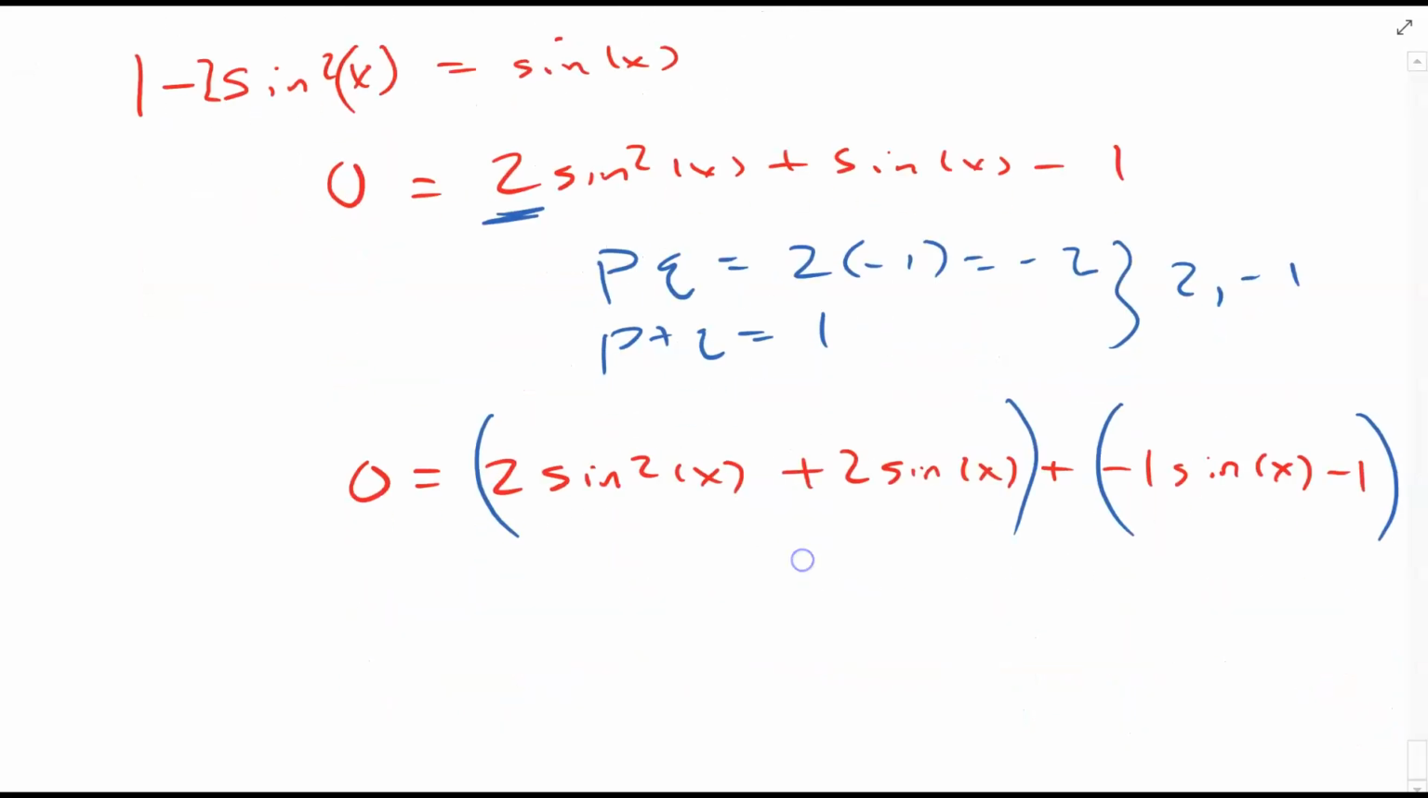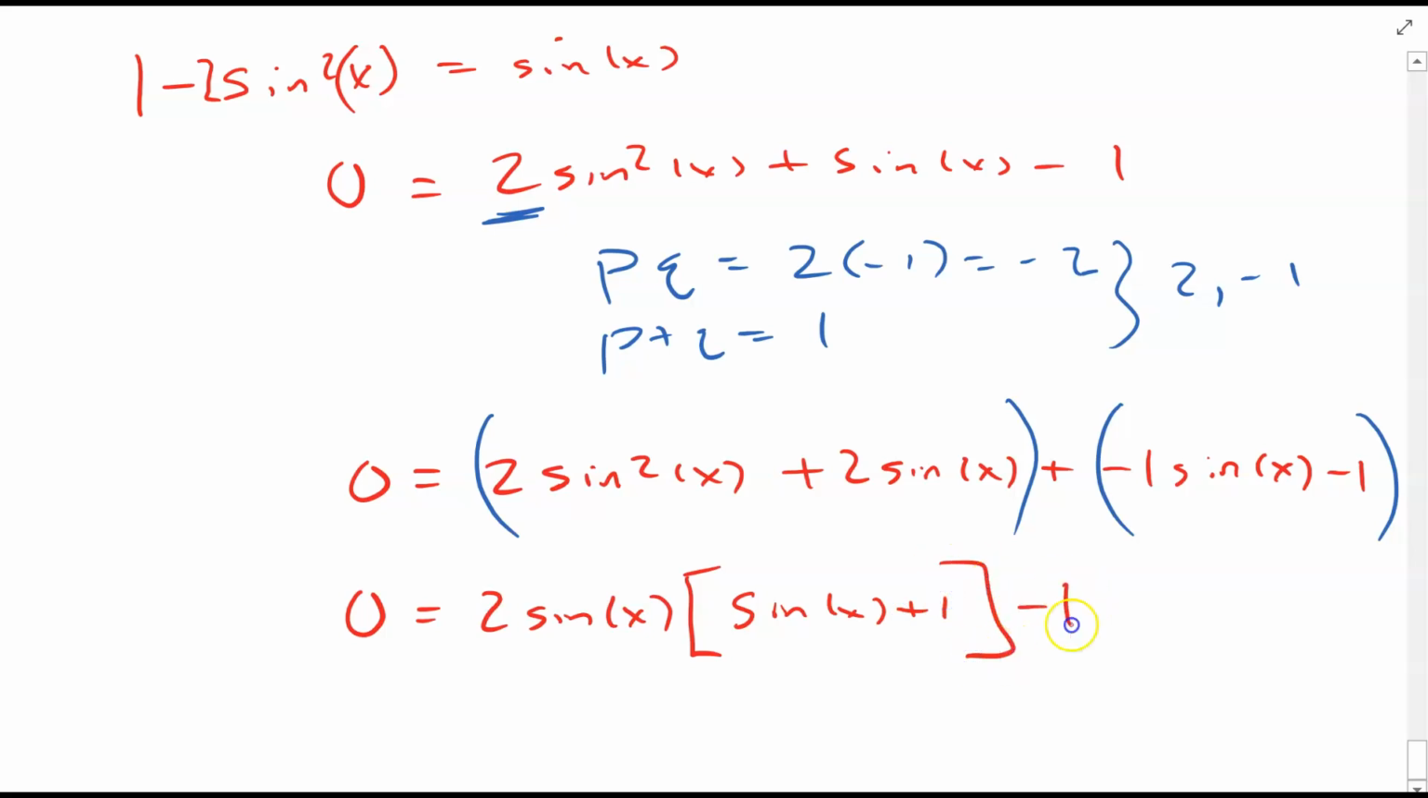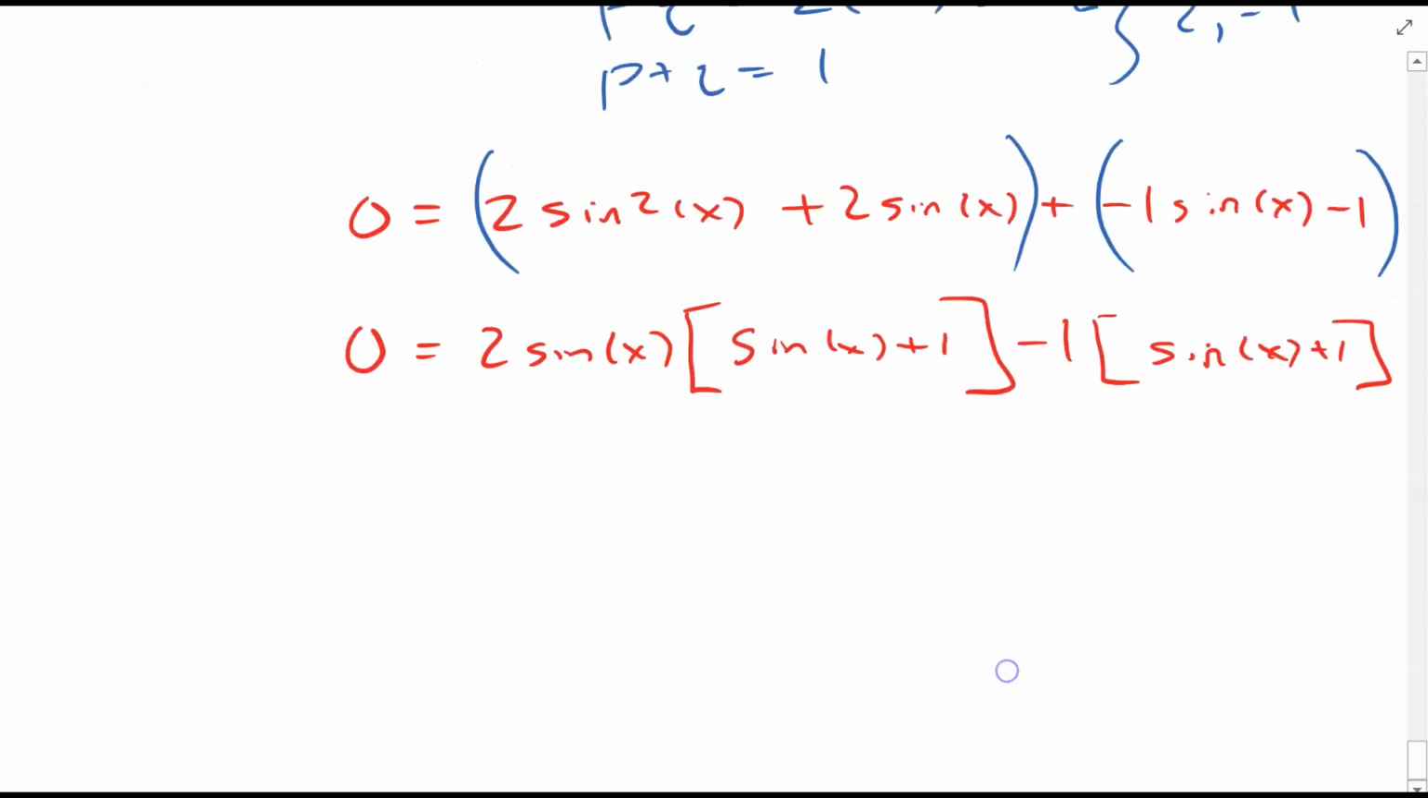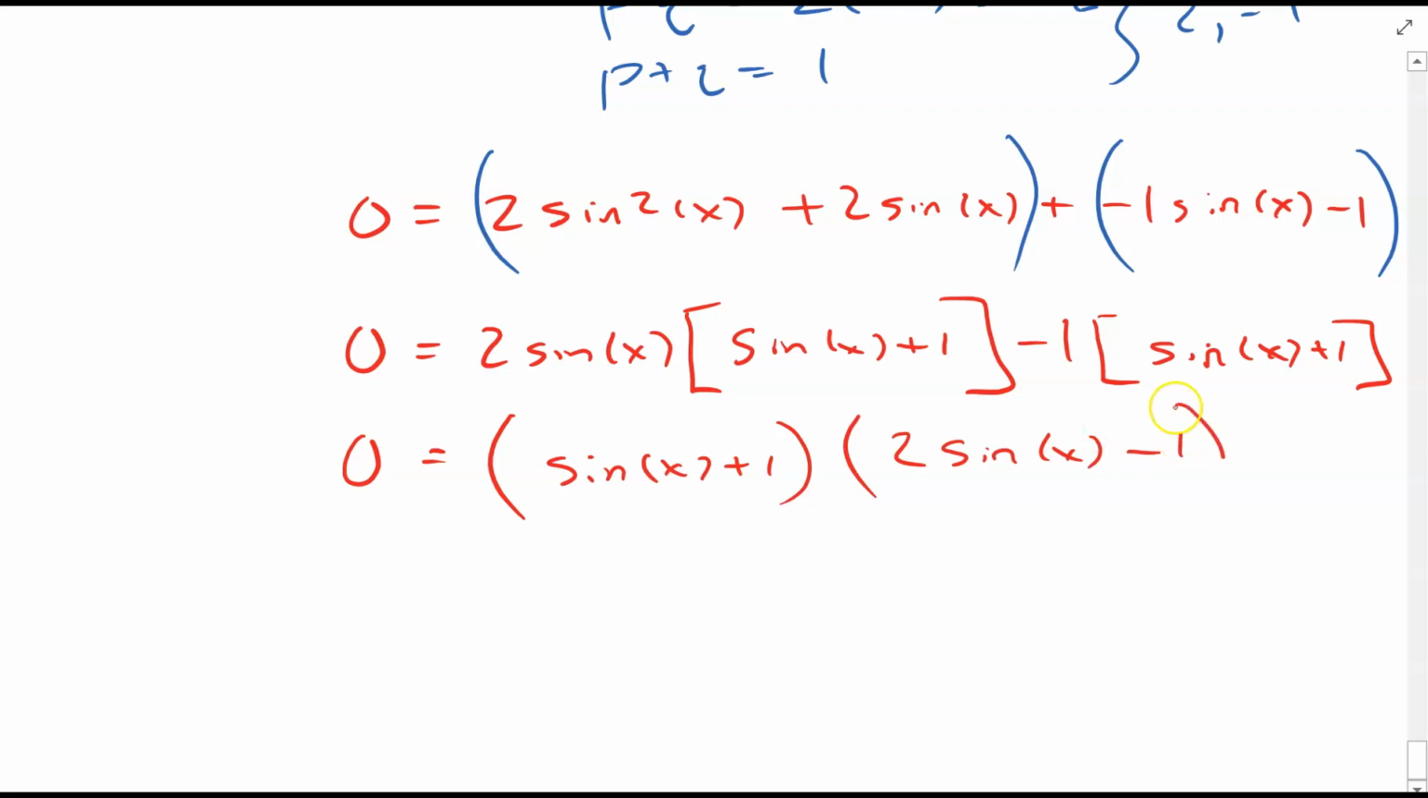From the first group, I can take out a 2 sine x. And that's going to leave me with sine x plus 1. And from the second group, I can take out a negative 1. That leaves me with sine x plus 1. And then if I look at the whole thing, I see that I have sine x plus 1 in common in both places. And when I factor that off, I'm left with 2 sine x minus 1.